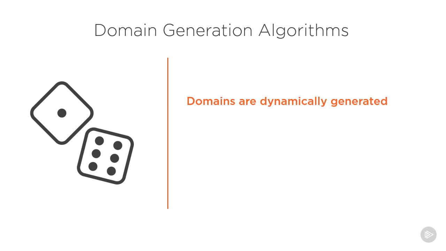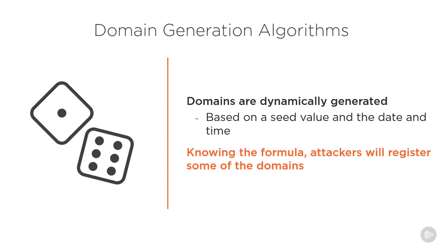Another technique leveraged by adversaries to stay ahead of blacklisted domains is DGA. Domain generation algorithms are based on domains that are dynamically generated, oftentimes based on a seed value and the date and time. Knowing the formula, attackers will register some of the domains for the seed value and the date and time in the future. When the date is reached, the malware can connect to the C2 infrastructure.